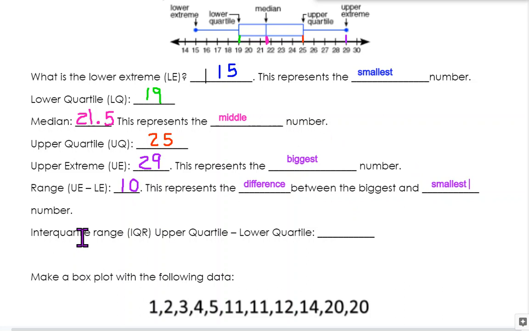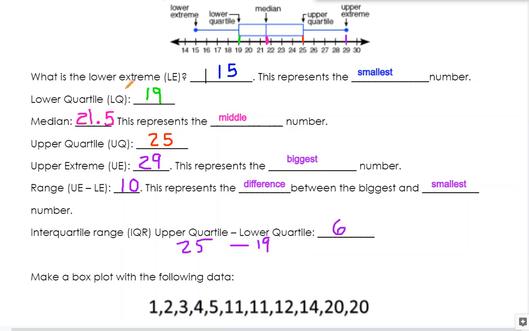If you ever see this thing called interquartile range, it's just talking about the range of your box. If you look at these names here, this says lower quartile, this says upper quartile, right? So they're looking for the range of the box between your lower and upper quartile. To do that, we just subtract the same way, right? It's the upper quartile minus the lower quartile. So our upper quartile was 25, and our lower quartile was 19. So I would do 25 minus 19, and that would give me 6.